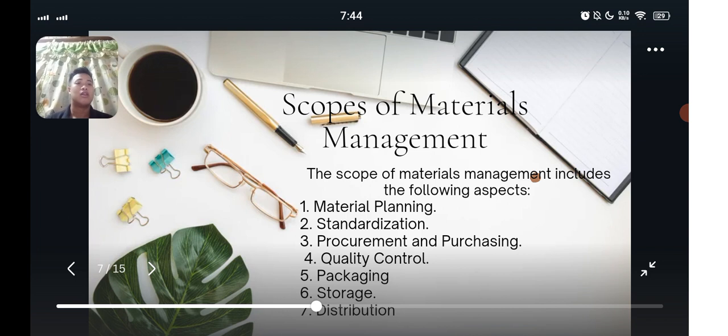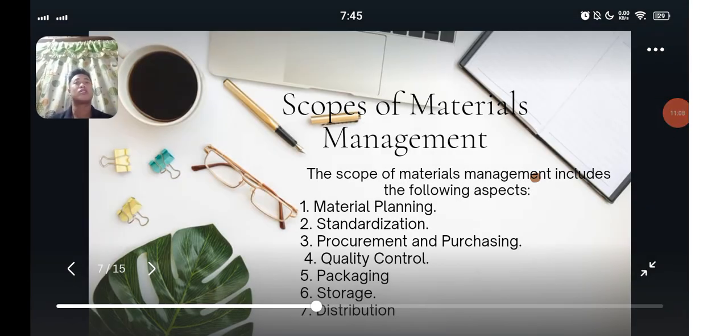The next one is packaging. In order to hold, handle, preserve, and transport an item, packaging comprises activities like cleaning, drying, and conserving materials like glass, metal, paper or wafer board, and plastic.